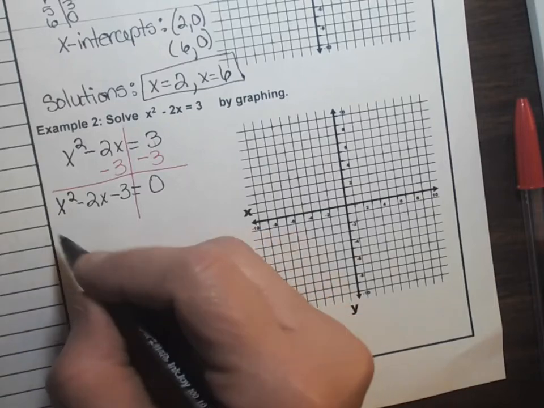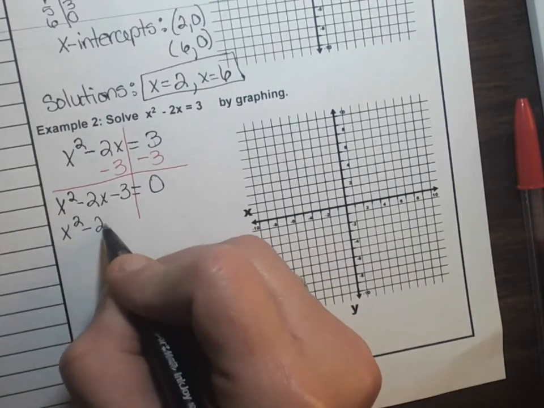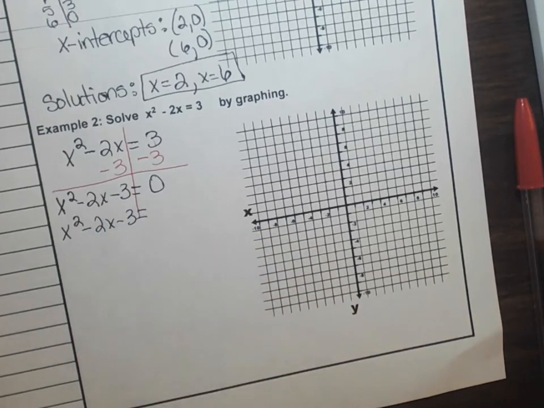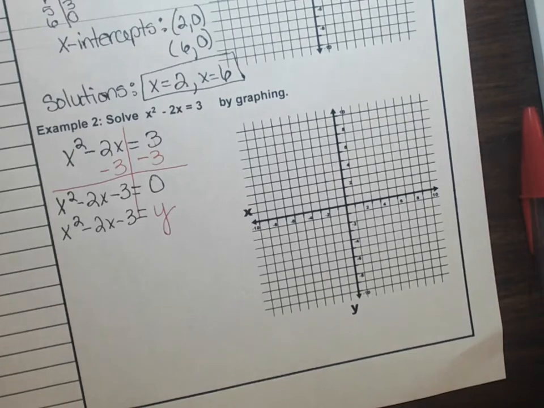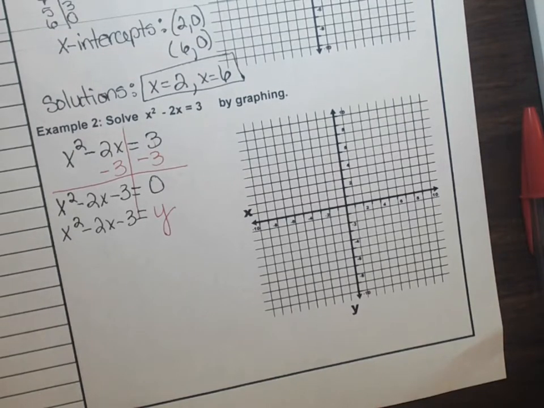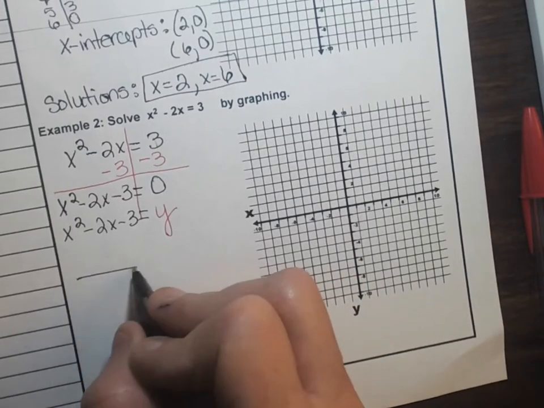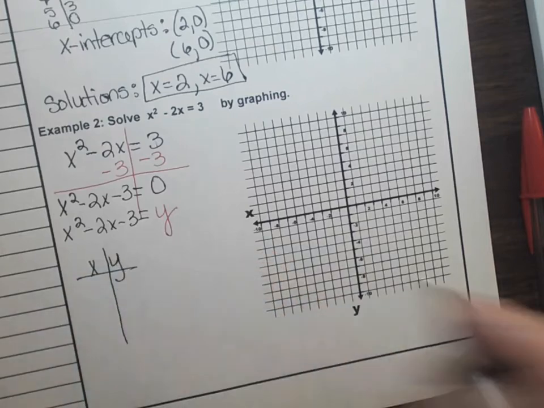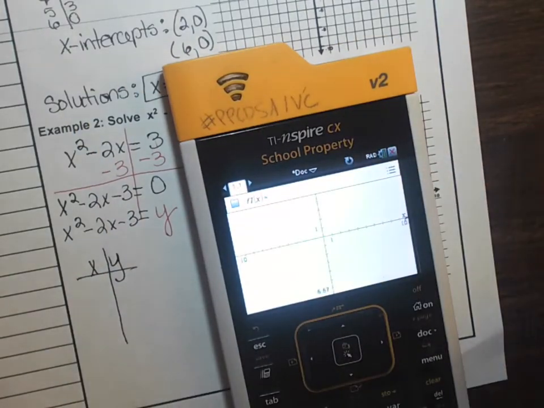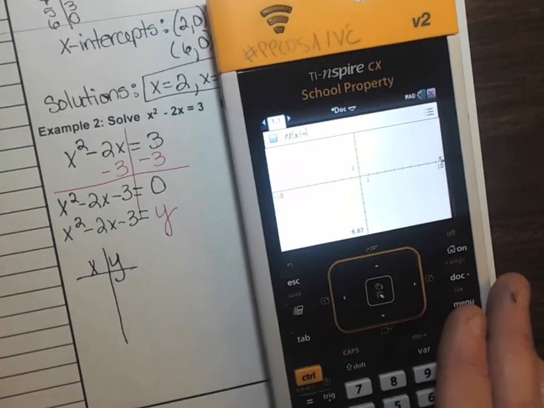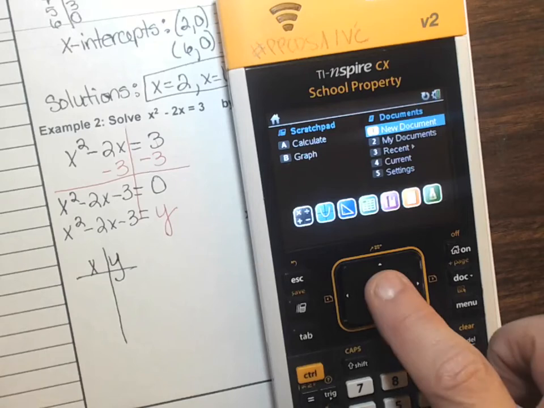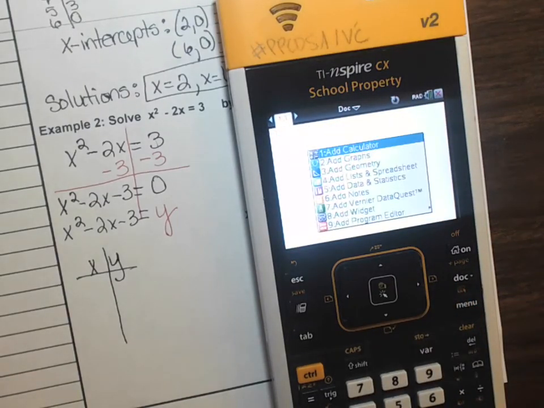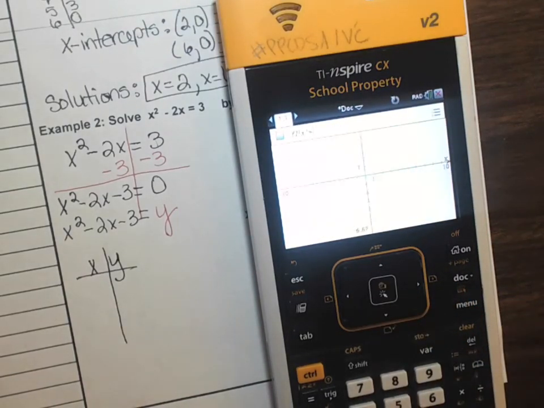Step 2 says to take your quadratic equation and change the isolated 0 to the variable y. So our equation is now y equals x squared minus 2x minus 3. From here, we can now go to our table again on our calculator. You're going to go to graph again, and you're going to type in not the original equation, x squared minus 2x equals 3, but you have to type in the equation where you solve for 0. You got it in standard form.